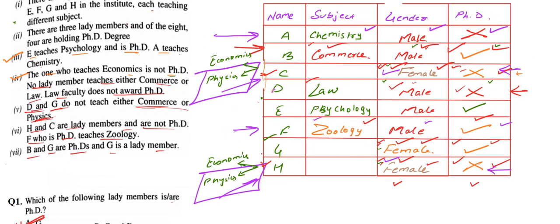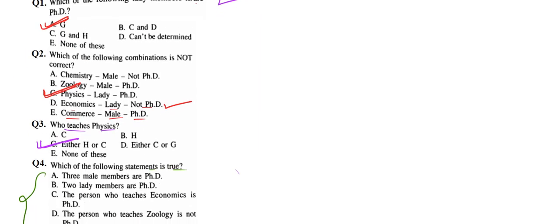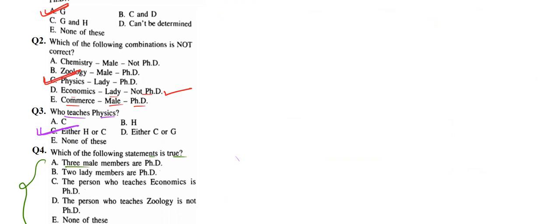So you can check first male member, that is A, is not a PhD. Then we have B is a male as well as a PhD. Then we have D is a male but not a PhD, and E is male PhD. Then we do not have any other male PhD. So you can check we have 3 male as well as PhD faculty, and in our statement we have 3 male members are PhD. So answer to this question should be option A.